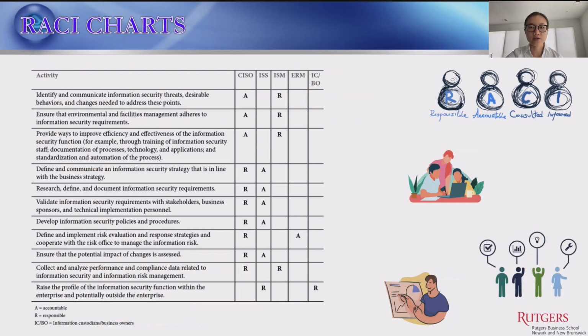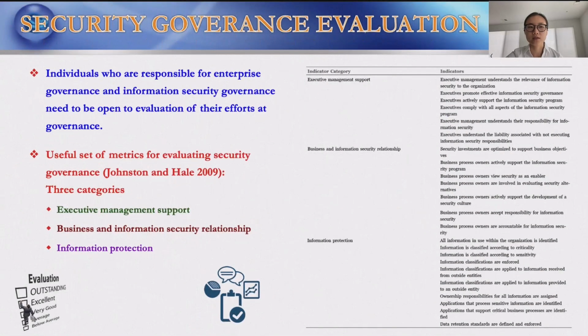This table here shows an example of the RACI chart for security governance. It indicates which entity is accountable or responsible for each activity. It is also very important to understand that individuals who are responsible for security governance need to be open to evaluation of their efforts. In a publicly held company, the board of directors generally performs such an evaluation. And in any organization, the auditing function encompasses such an assessment.